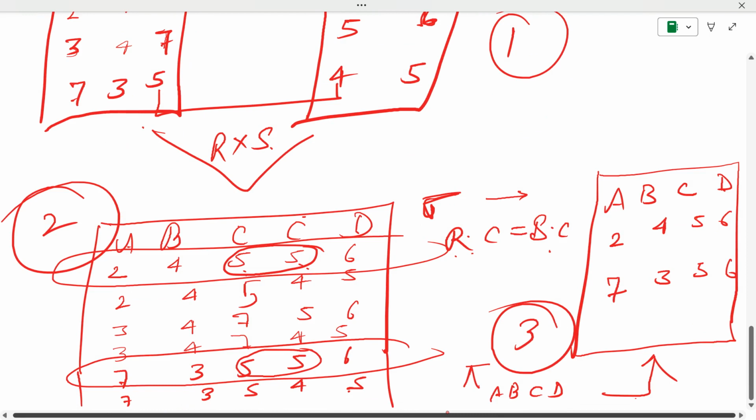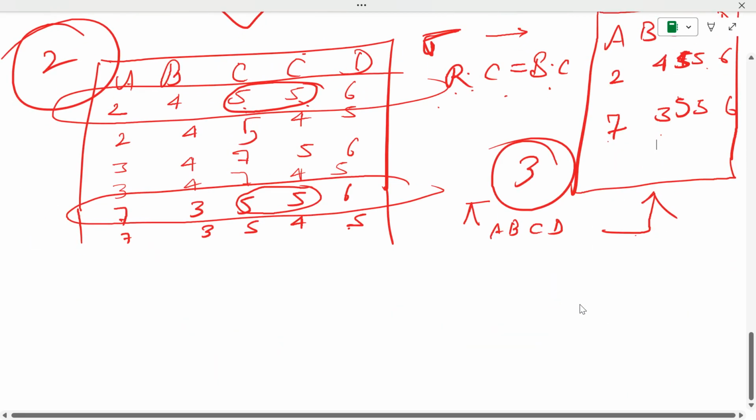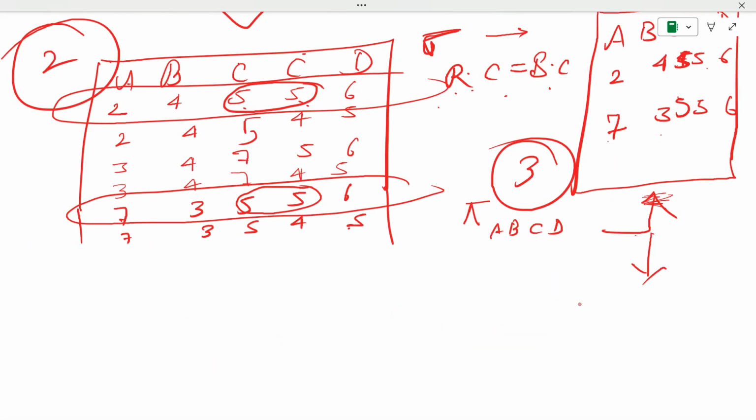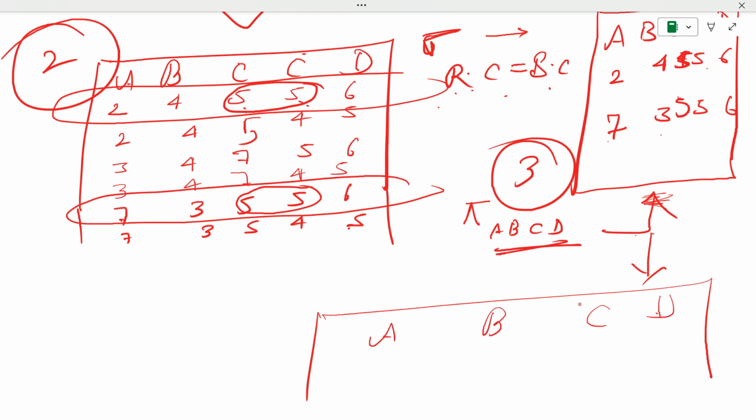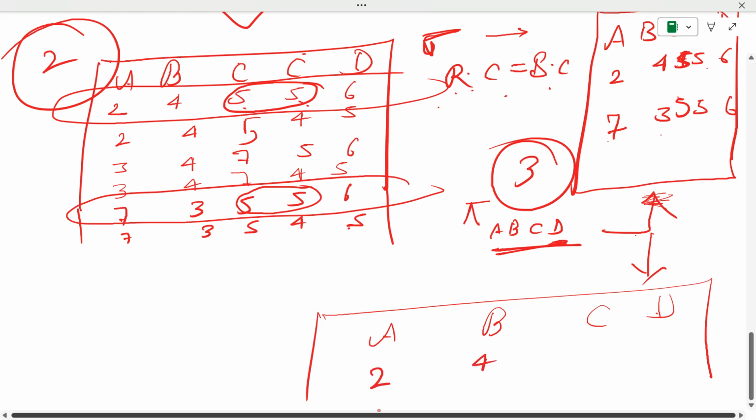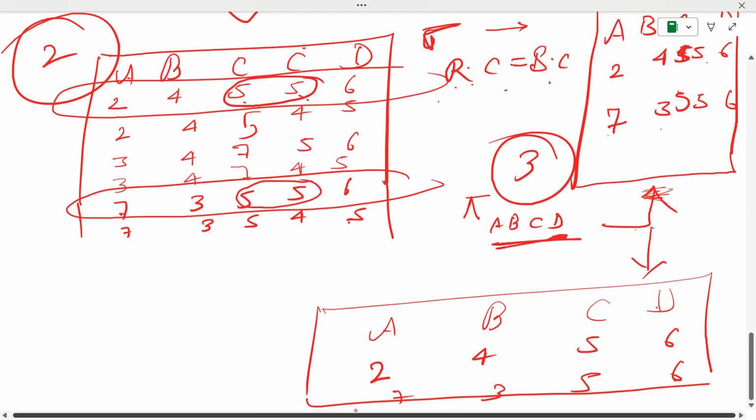Okay. So here, after applying the condition, it will be something like A, B, C, C, D. So it will be 2, 4, 5, 5, 6, 7, 3, 5, 5, 6. But after applying this projection condition, that is in the third step, we will be having a table like this, A, B, C, D, because here we are applying the distinct attribute condition. So 2, 4, 5, 6, and 7, 3, 5, 6. Okay, so this is all about natural join. We are segregating things based upon the equality between common attributes of R and S.